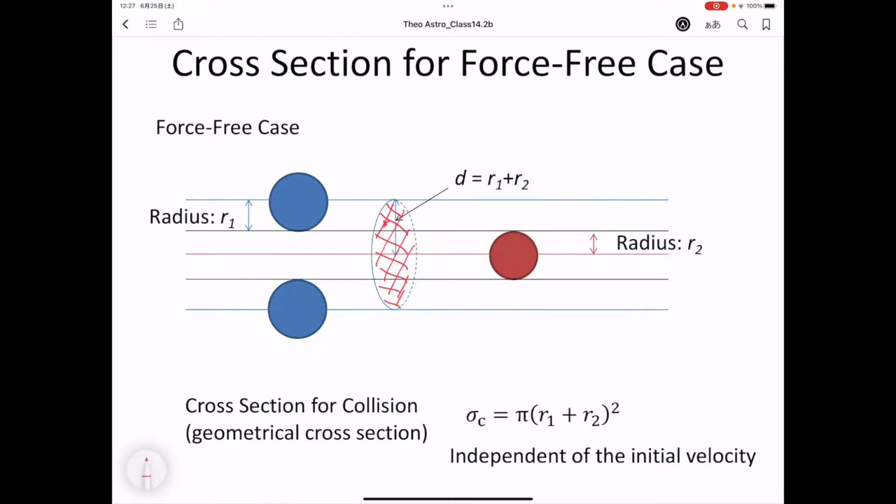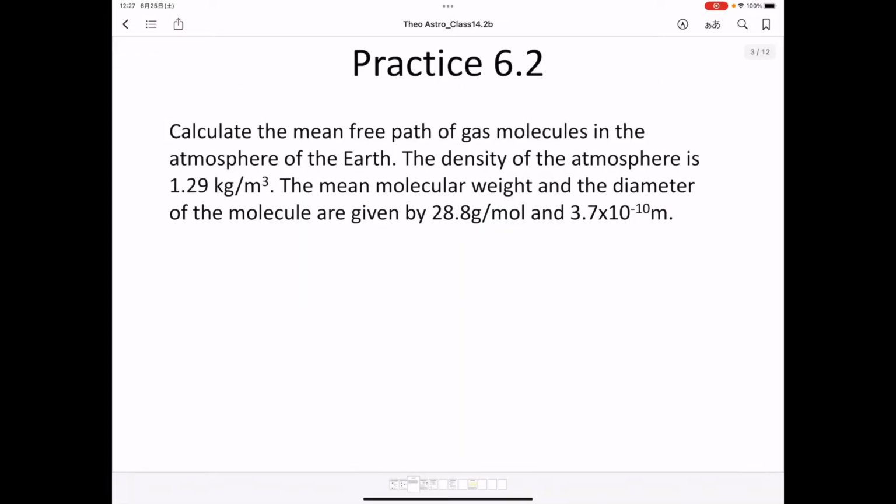The cross-section for collisions can be calculated as pi times (r sub 1 plus r sub 2) squared. We call this the cross-section for collision. Especially in this case, we don't consider any force acting between the two particles, so we call this cross-section for collision a geometrical cross-section. This cross-section is independent of the relative velocity between the two particles. So we consider some practice.